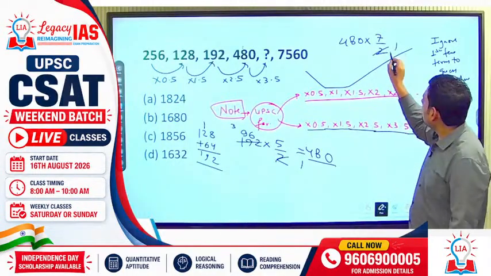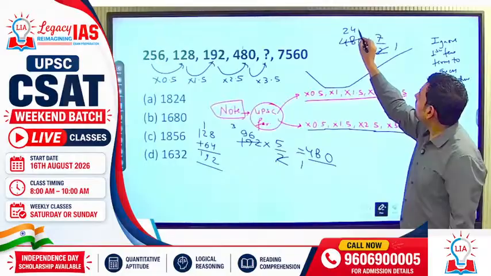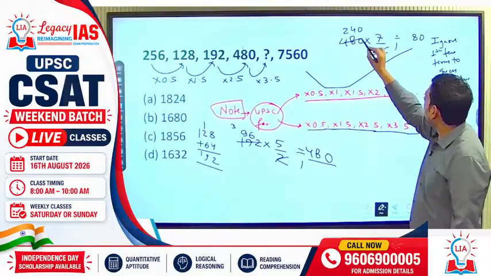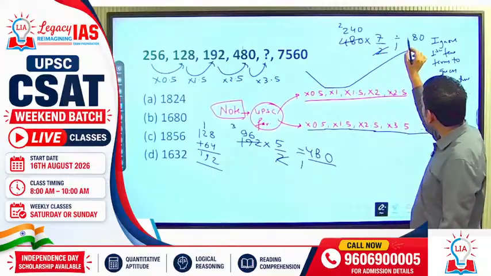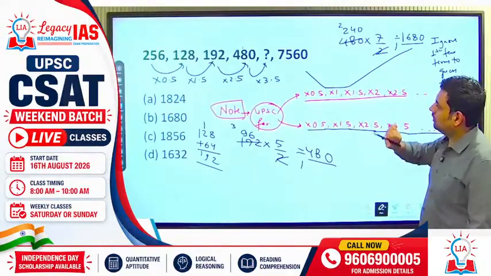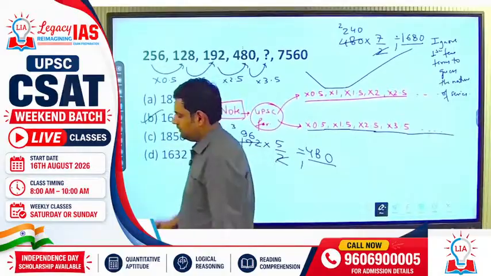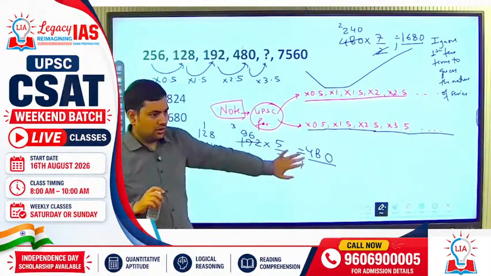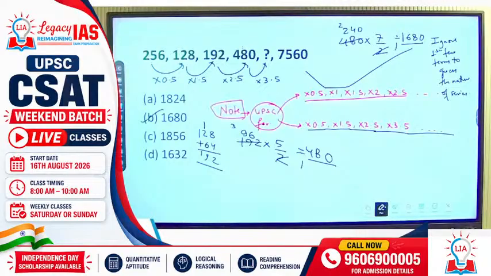Correct? Now, this goes 1 time. This goes 240. Now, 7 4s are 28. 8 here, 2 carry. 7 2s are 14 plus 2. 1680. Okay, first time you won't be able to see this, but from now on, remember these two. Very famous. You will see 3 PYQs which use them.